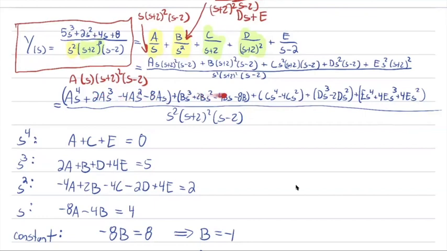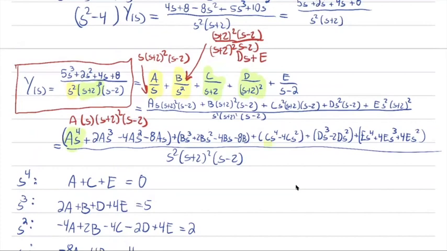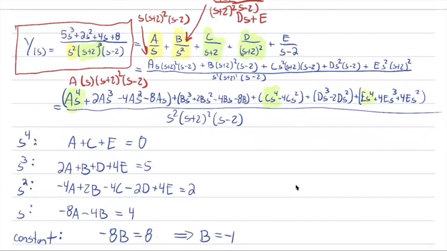Once you've put it over a common denominator, then you start to group all of your like terms. For example, for the s to the 4th terms, we've got this one, this one, and this one. That's where the a, c, and e come from. The reason I set it equal to 0 is that we don't have an s to the 4th term up here, and I want this numerator to give me back the numerator that I started with. So all of these 4th degree terms should add up to 0.